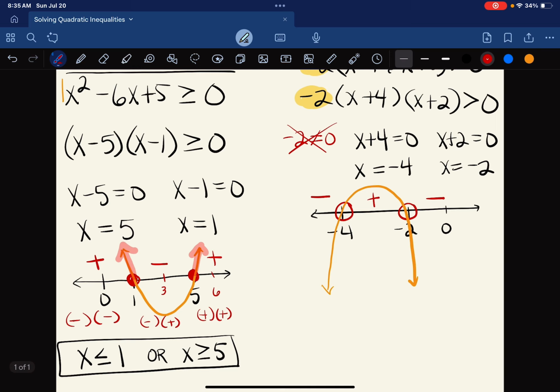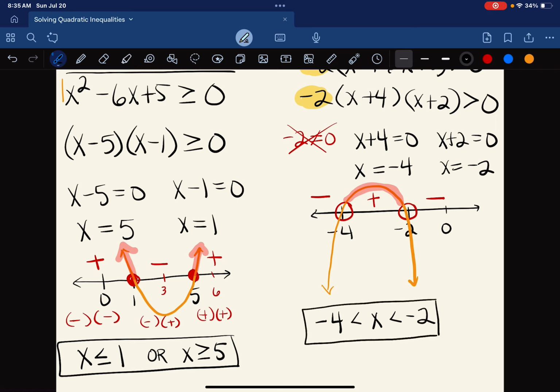So if I want my values to be greater than 0, where is my function greater than 0? Well, it's greater than 0 only right here in this section. Okay, and remember, we don't want to use negative 4 and negative 2 as part of our solution, so we're only going to be using the inequality symbols without the or equal to. So negative 4 is going to be less than x, which is going to be less than negative 2. And those represent all the values between negative 4 and negative 2. So those are our solutions, how we get them algebraically.